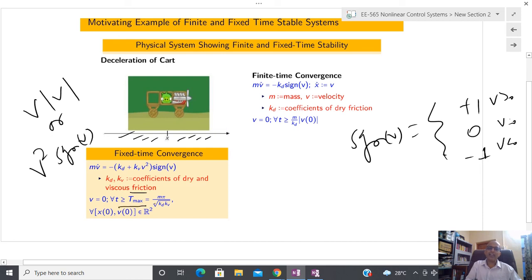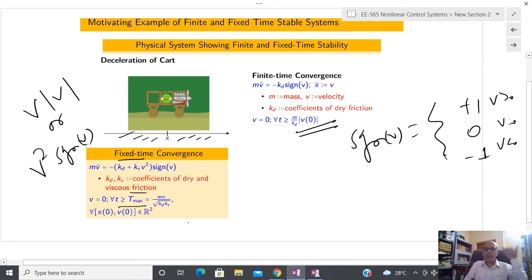Now you can see that the time of convergence is not depending on the initial condition. Whatever initial condition you can tell, either you can take 50,000 or 5, your time of convergence is bounded by this particular time only. So the time of convergence is practically not going to depend on the initial condition, and due to that reason, this type of convergence is called fixed time convergence.